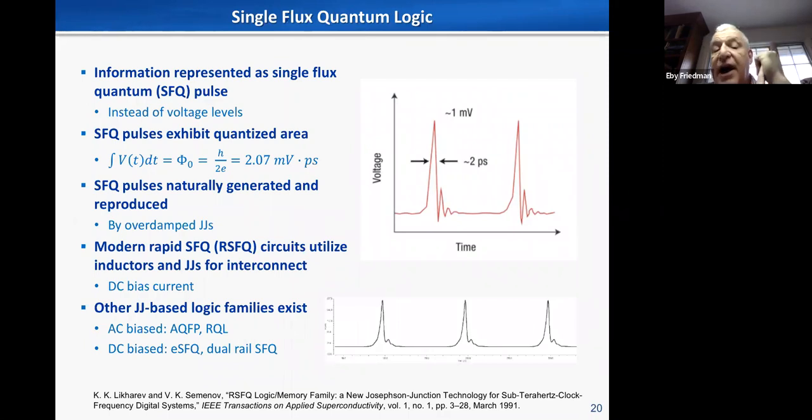So we represent a logic state 1 as the existence of a quantum flux pulse. If you don't have any quantum flux pulse, then you have logic state 0. That's the core idea. What's interesting about these pulses, they have a quantized area of precisely 2.07 millivolts per picosecond.